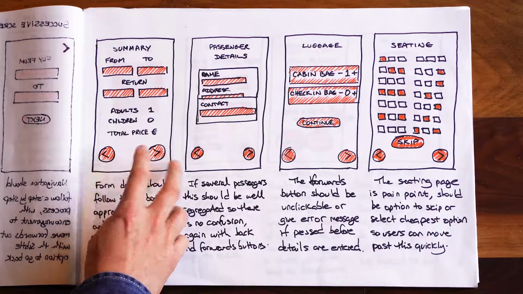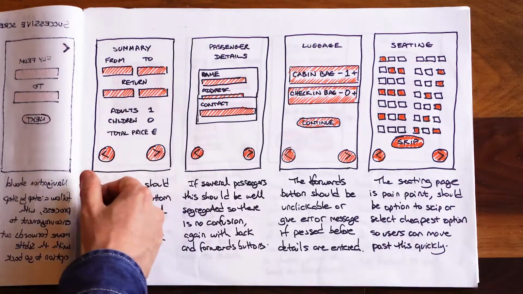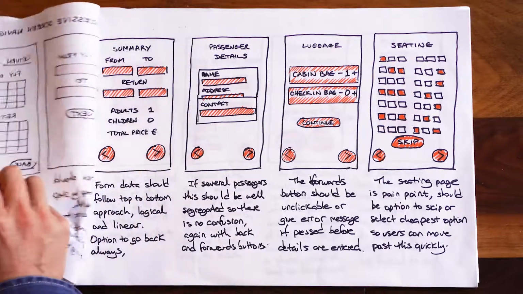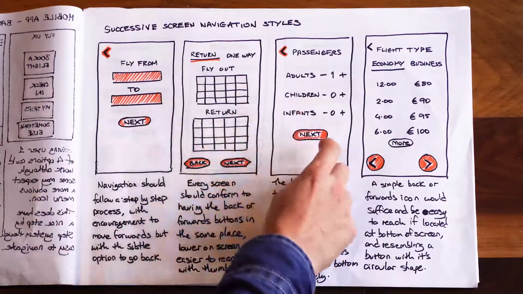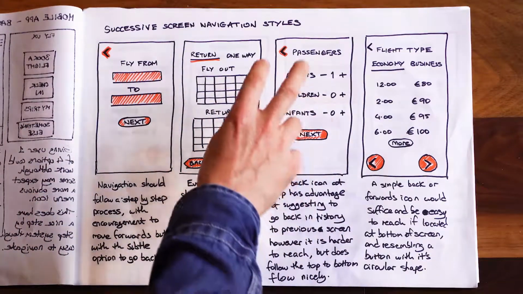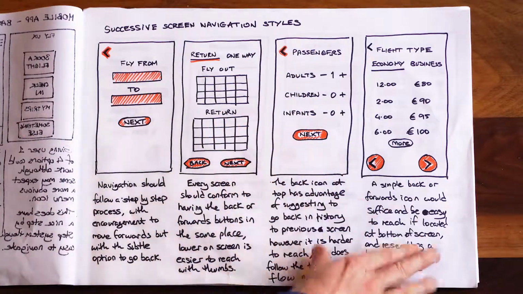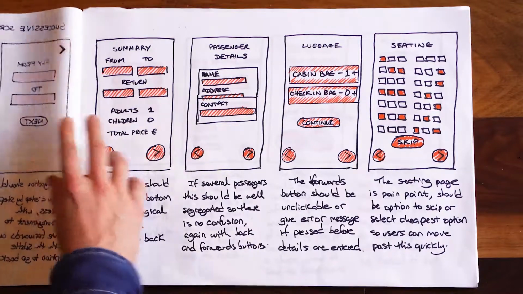The buttons along the bottom, I think, is quite a good idea in some respects, in that you can use your thumb much more easily to reach those buttons. Whereas if I just skip back one page, if you have it at the top here, it's a little bit harder to reach, but it does have the advantage that it's a top to bottom flow. So each way has its own pros and cons.